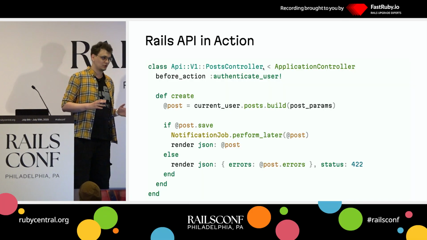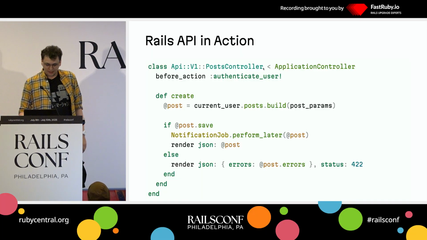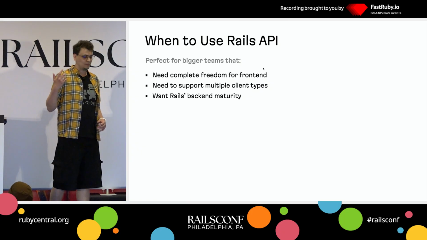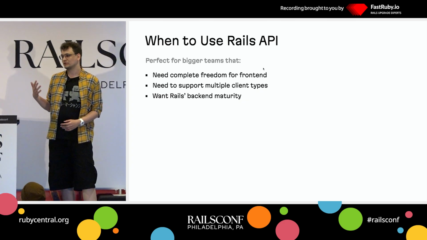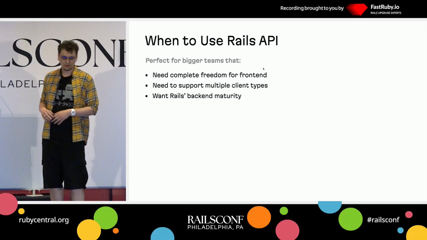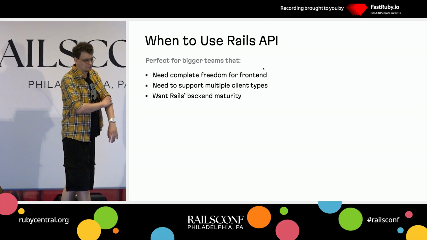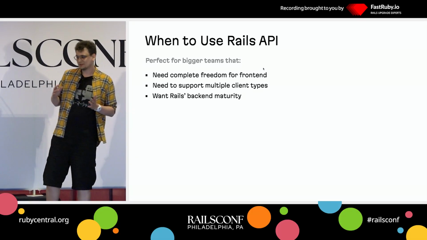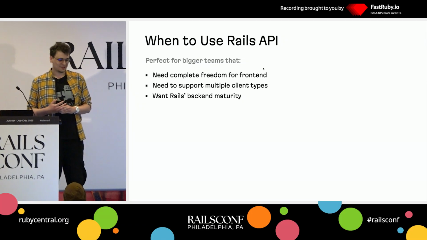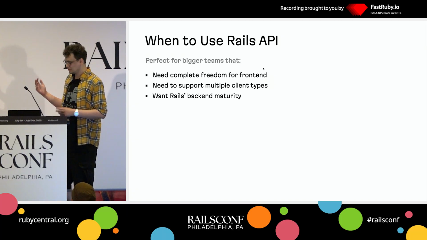Has anyone tried to work with the JavaScript ecosystem? You need to buy SaaS for everything. So Rails API powers complex backends for years. And today it's still the best solution for bigger teams who want to have complete freedom in the front-end department. But beware that this path requires a lot of communication, as you heard from the first keynote, right? That's a big problem, communication and coordination of backend and front-end teams.